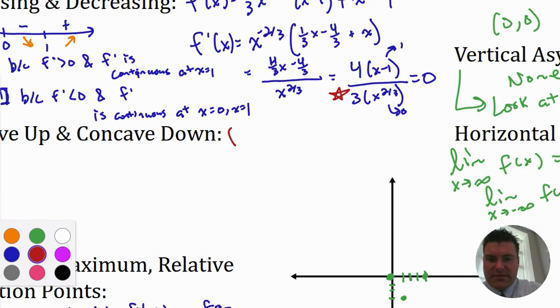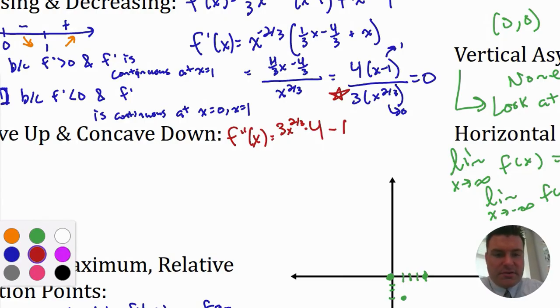So the second derivative is going to be low d high. The derivative of the high is just going to be 4. So it's going to be low, 3x to the 2/3, times the high, which is 4, minus the top, which is 4x minus 4. I'll just distribute that. And then the derivative of the bottom is going to be 2x to the negative 1/3, all over the bottom squared.